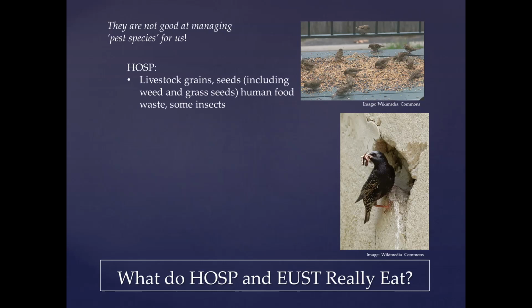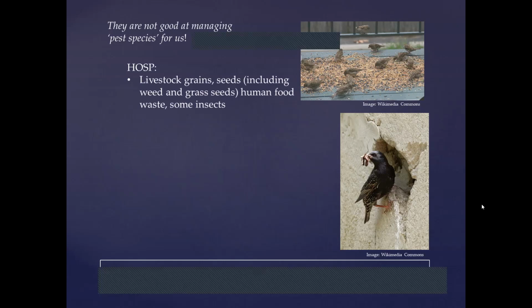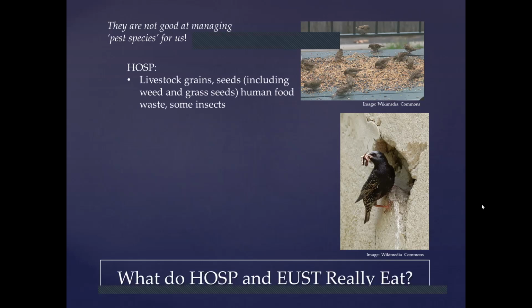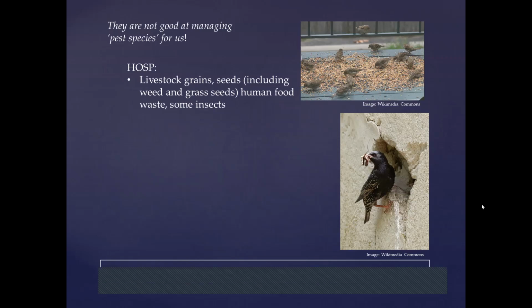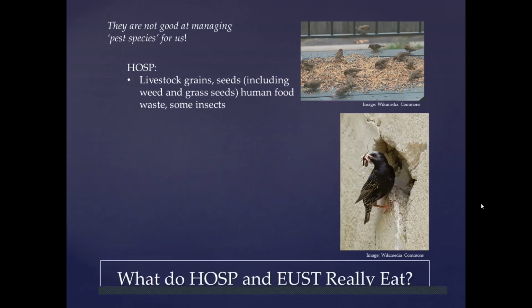So that food can consist of livestock grains, seeds, including weed seeds and grass seeds, human food waste, some insects every now and then. Now, as is the case with most songbirds, they tend to eat the most amount of insects when they are feeding young. And when they are not in that breeding stage, they're not going to eat as many insects at all. And they're going to be eating more of a seed-based type of diet.